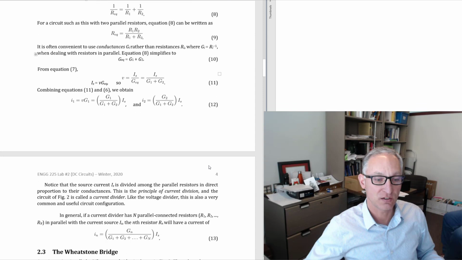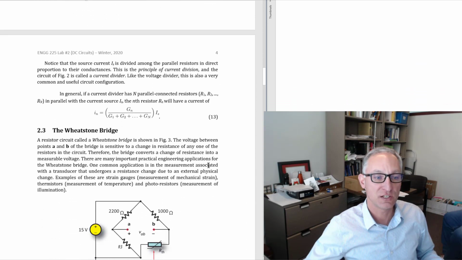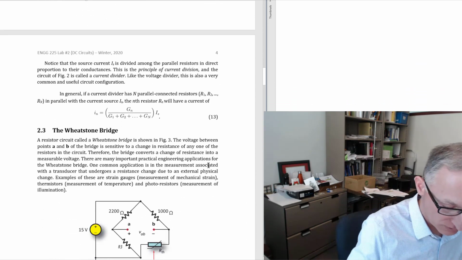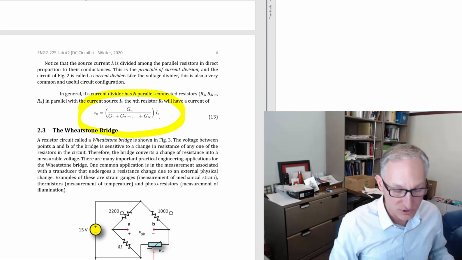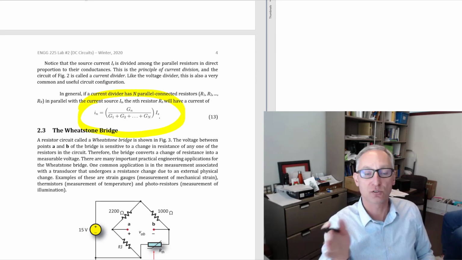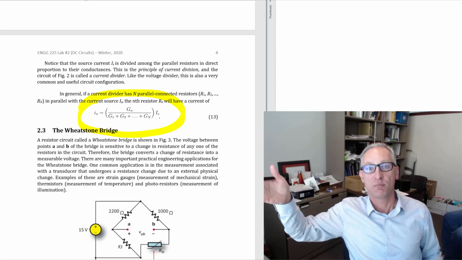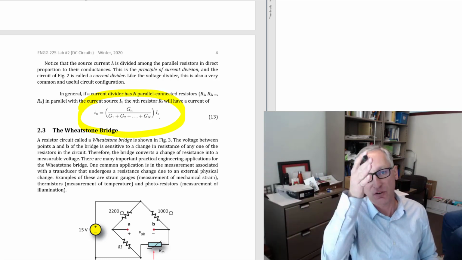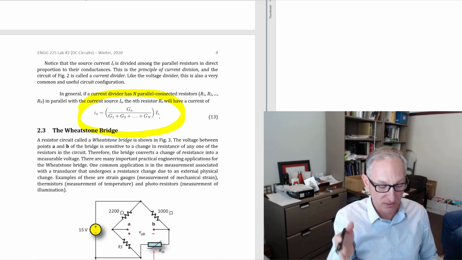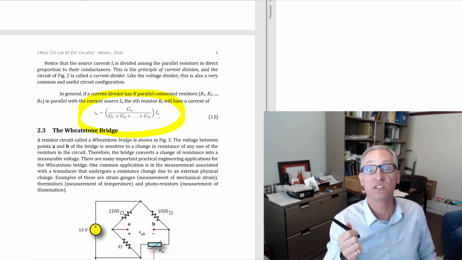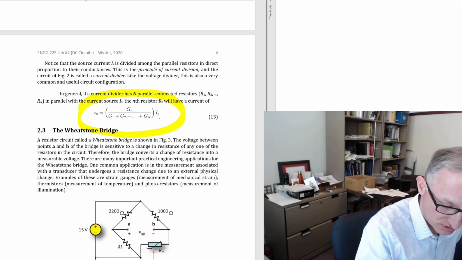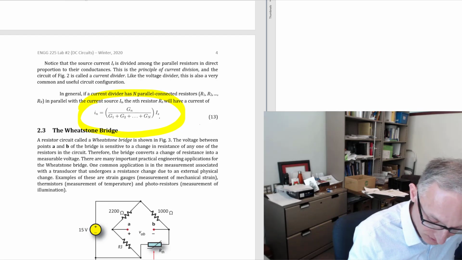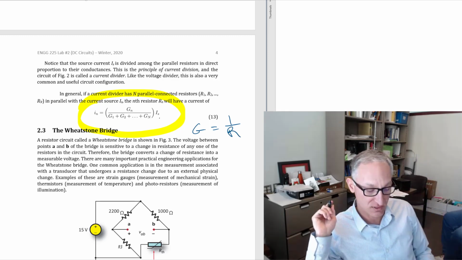And further down, we show a very interesting equation. So that's this one right here. And this is a general equation for the current divider. So if you have a whole bunch of parallel resistors, you can find the current in any individual one by using the conductances. So remember, conductance is 1 over R, right? It's a reciprocal of resistance.